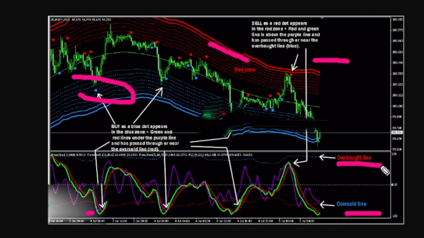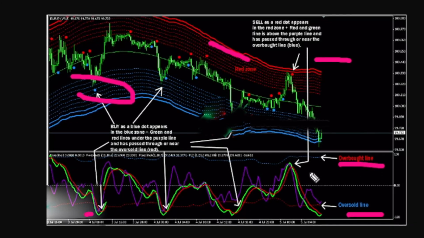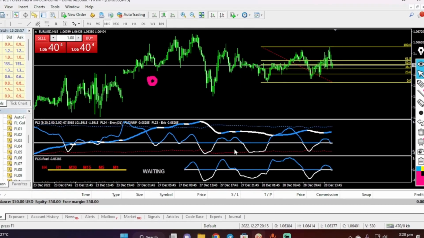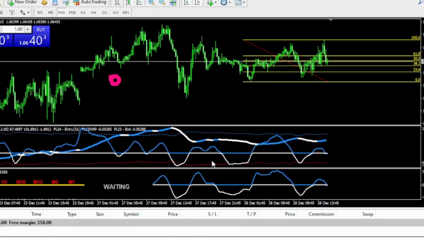So this is the overbought line, and as you can see over here, the red and the green has passed through the purple line. Okay, so this is how you actually use the strategy.